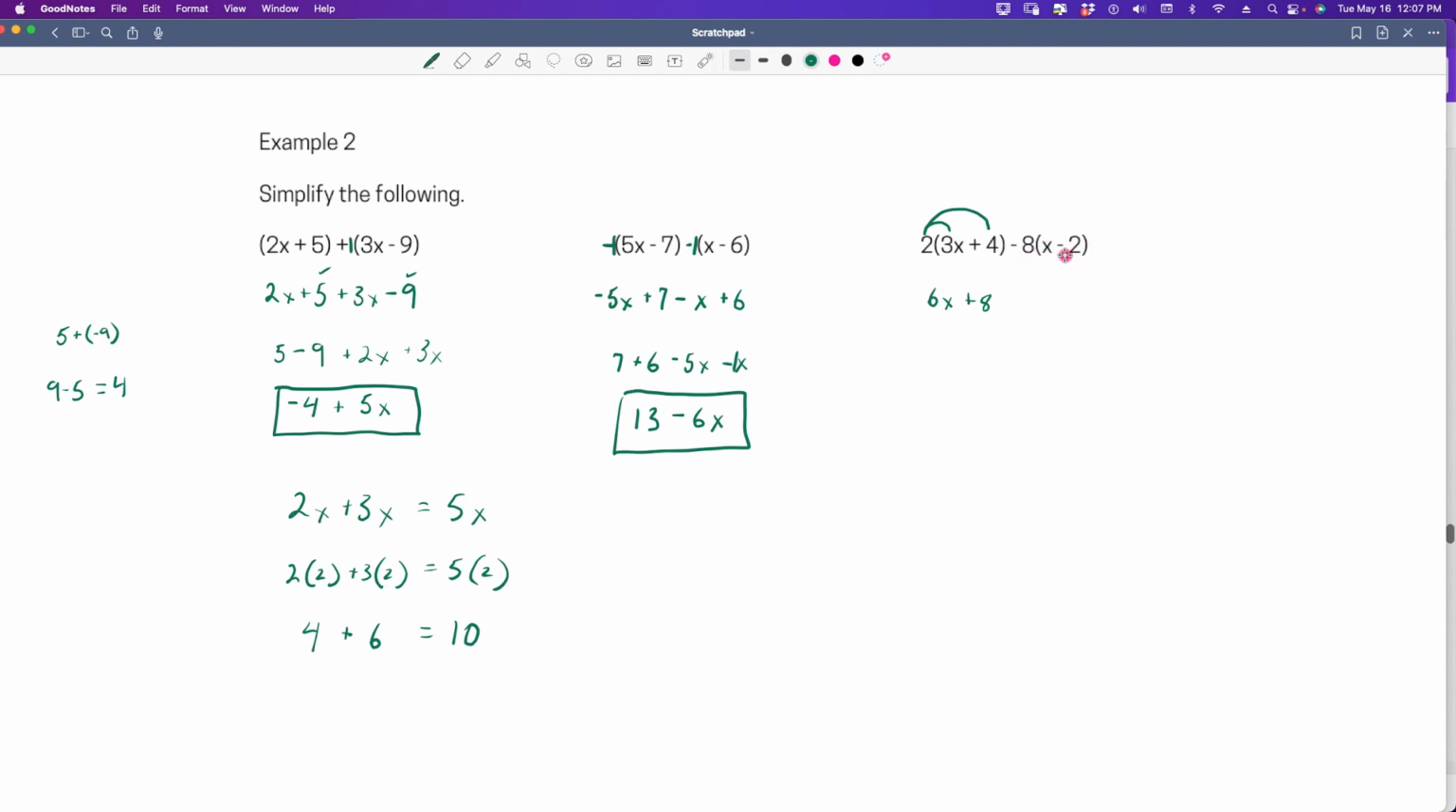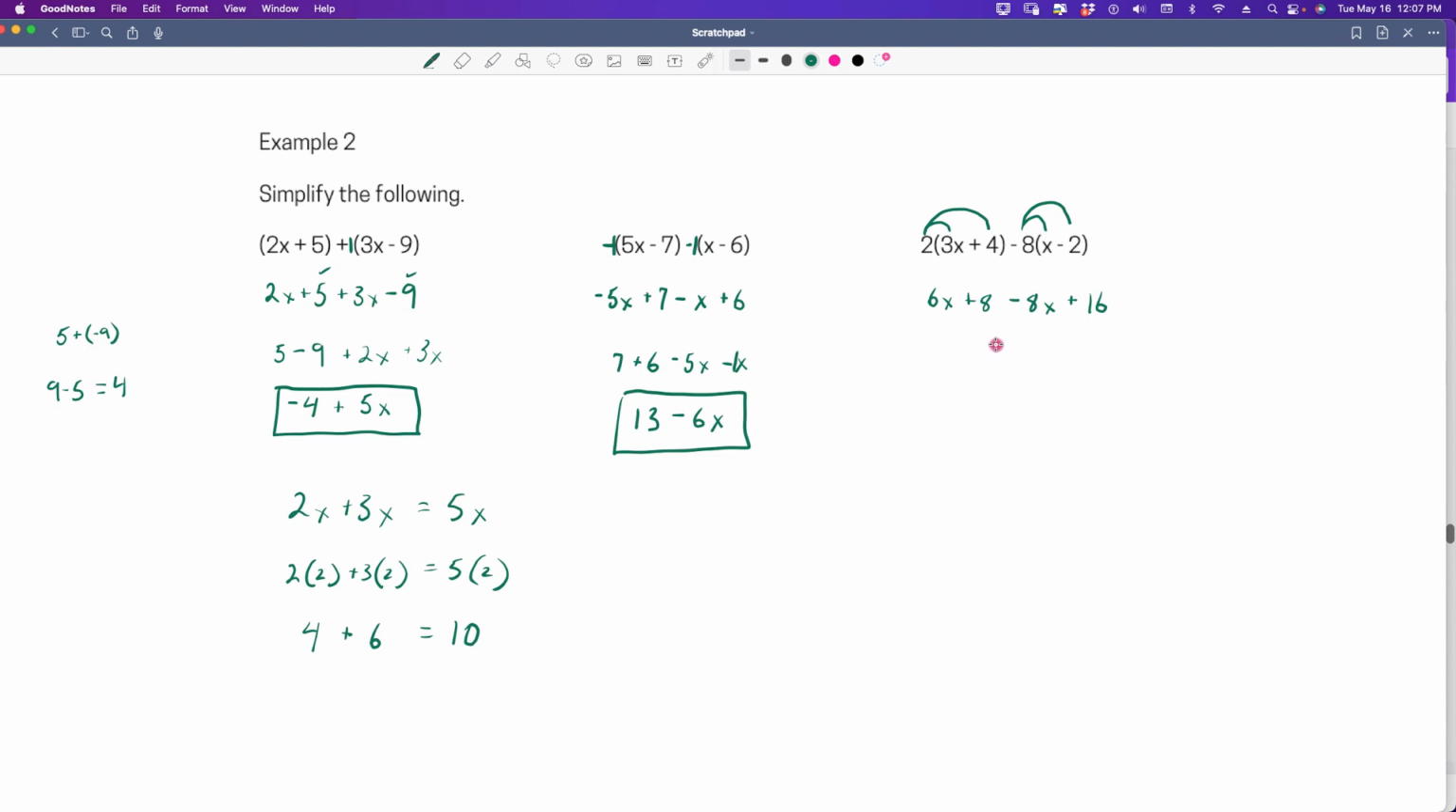Now for this parenthesis, we have a negative 8 on the outside. We're going to multiply that times x. That's going to be negative 8x. Now we're going to say negative 8 times negative 2. Negative times negative is a positive. 8 times 2 is 16.